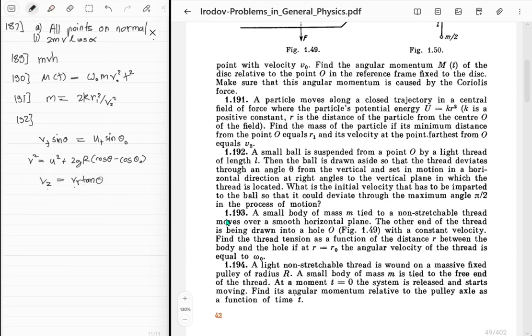So let's see what they gave us. A small ball is suspended from a point O by a light thread of length L. Then the ball is drawn aside so that the thread deviates by an angle theta. So initially they are saying it's theta angle. Okay, we'll have to use some other notation. I'm going to use theta naught till the end and then just put theta in there once I'm done. From the vertical and set in motion in the horizontal direction. So what they are saying is that it's completely the tangential direction, right? And when I say radial and tangential, I actually just mean radial in the xy plane and tangential in the xy plane. So that's why vz even makes sense, because otherwise it wouldn't.